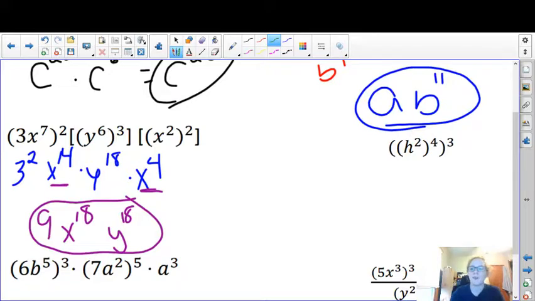I do the outermost parentheses first. 4 times 3 is 12. And then 12 times 2 is 24.